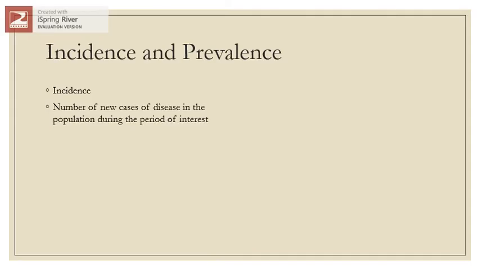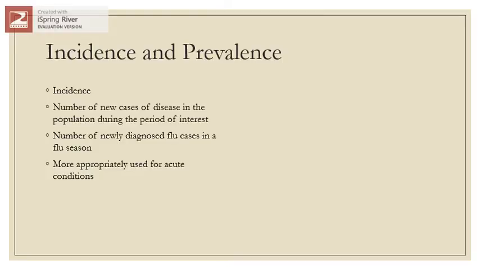I hope that helps. A couple more important terms are incidence and prevalence. Incidence is defined as the number of new cases of disease in the population during a certain period of interest. So new cases is very important. For instance, how many people get flu in a certain time of the year? Maybe in December, which is a time of year that it's more common to get flu than maybe July.